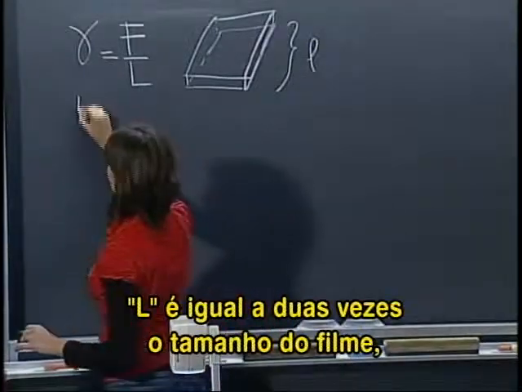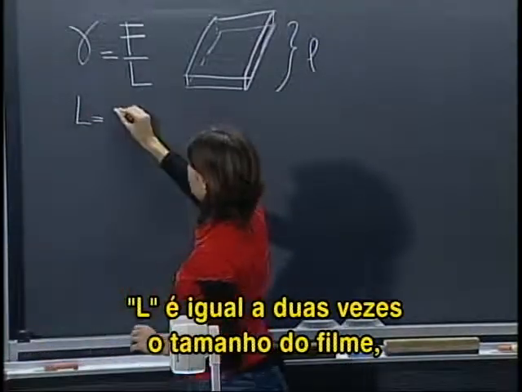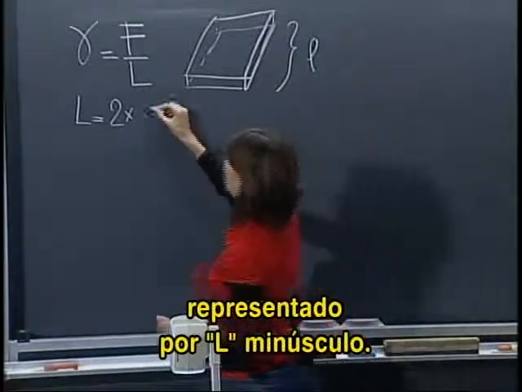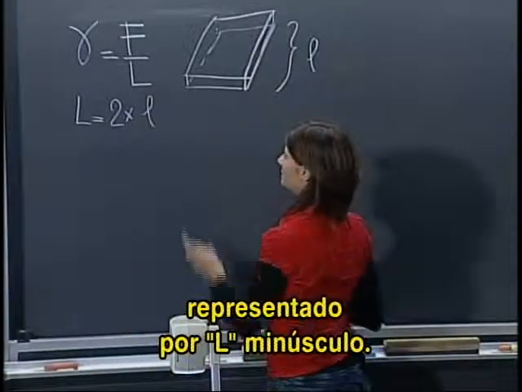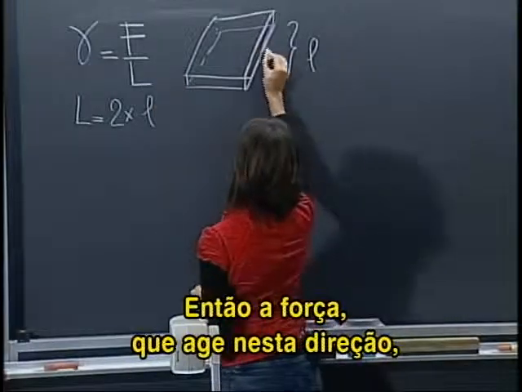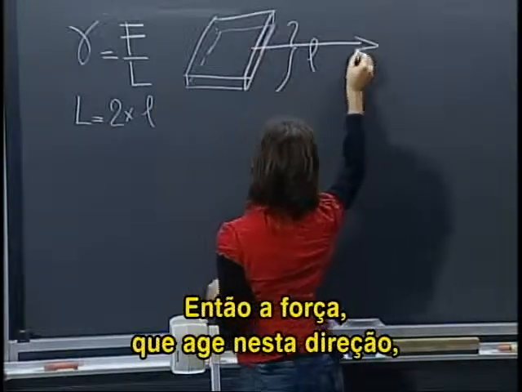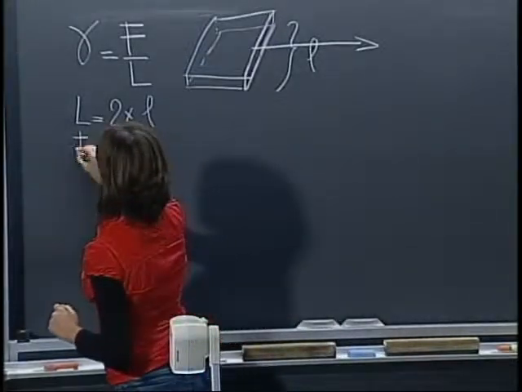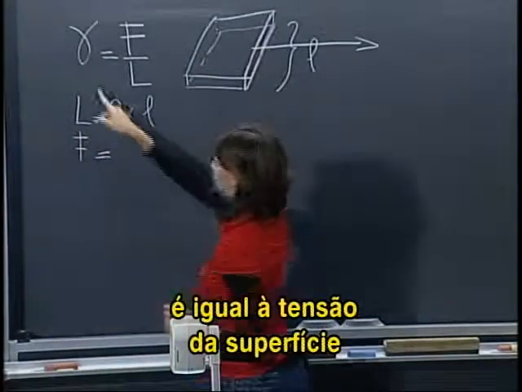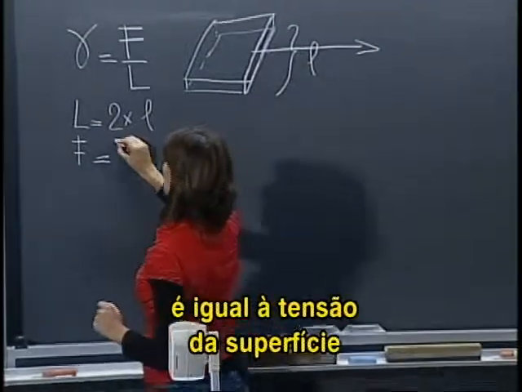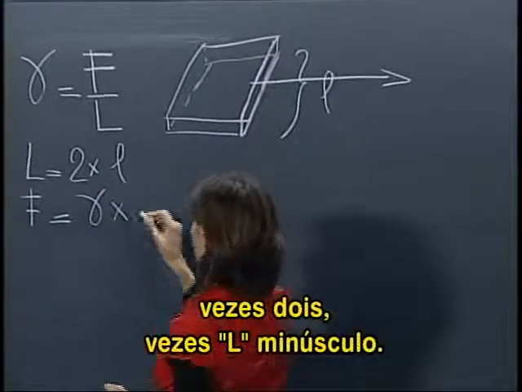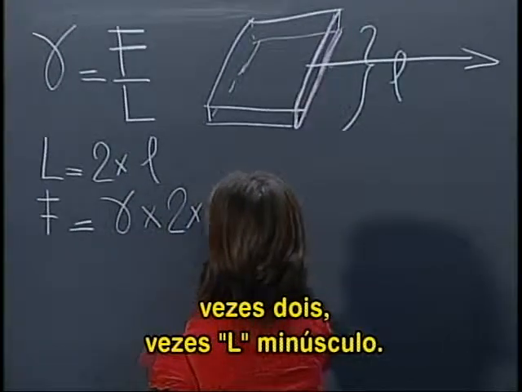Capital L is equal to twice the side of the film, little l. So the force, which acts in this direction, parallel to the surface, is equal to the surface tension gamma times 2 times little l.